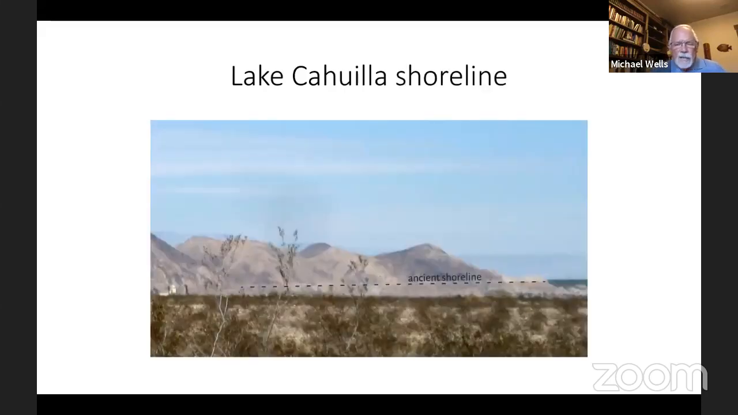And if you go to Anza Borrego, the hills that you see there in the background are the east end of the Santa Rosa Mountains. And you can see a very clear line of wave-cut terraces that go along the base of the Santa Rosa Mountains. And that's the high water mark of ancient Lake Cahuilla.